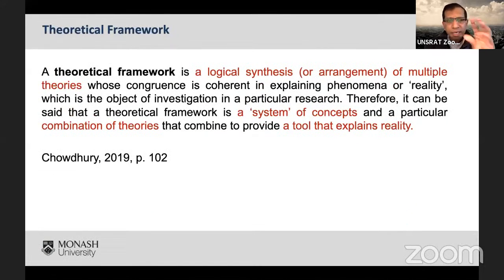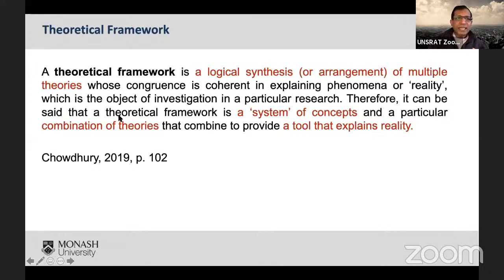I want you to read this very quickly, and then I'll explain what a framework is. If you're writing a thesis, you need a theoretical framework, not just a literature review. A theoretical framework is the outcome or result of your literature review. It happens after you've finished reviewing, and that's why I'm saying it's the outcome. A theoretical framework is a logical synthesis, which means bringing together multiple theories. What are theories? I explained in the previous slide. You bring these theories together in a synthesis whose congruence is coherent. Coherent means it makes sense in explaining phenomena or reality, which is your topic.